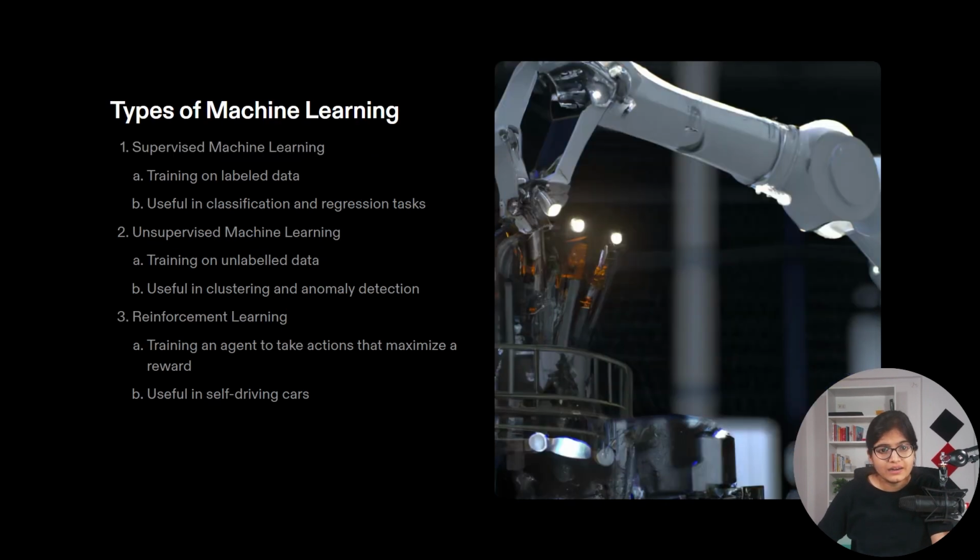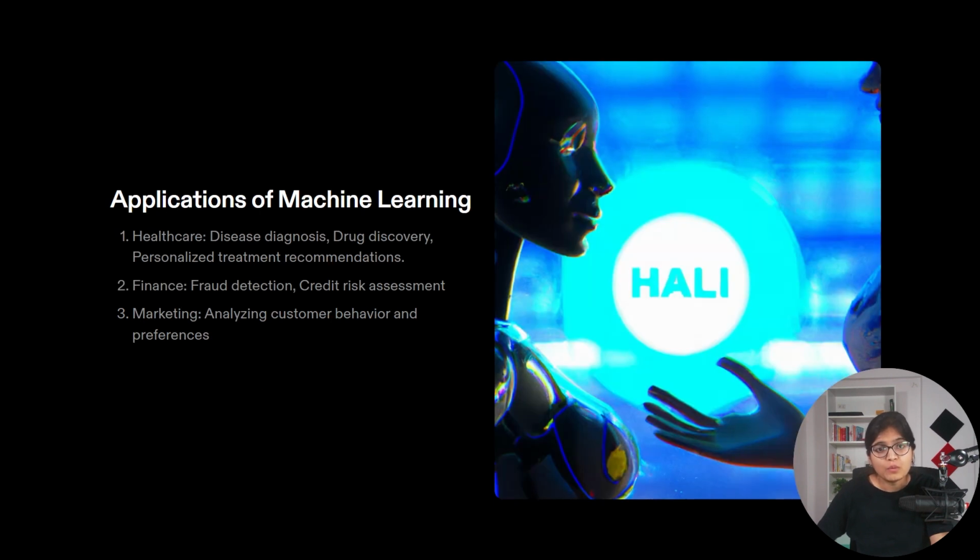Now, let's move ahead. Types we have understood. It will be supervised, where training is done on labeled data, useful in classification and regression tasks. I already have explained what these tasks are. After that, we have seen unsupervised, where the training is done on unlabeled data. I have already talked about that. Clustering, anomaly detection, it's useful. Reinforcement, where there is an agent which does an action and tries to maximize a reward, useful in self-driving cars.